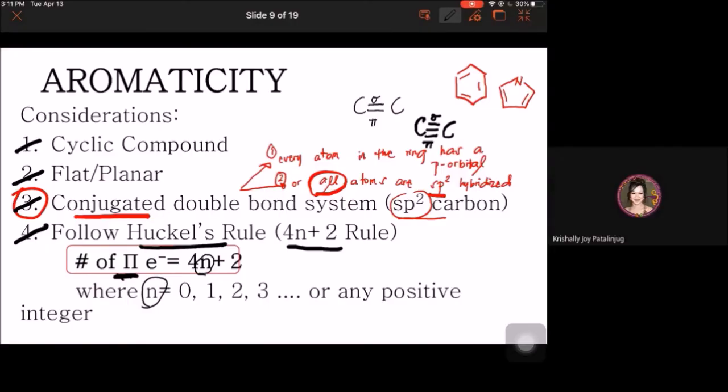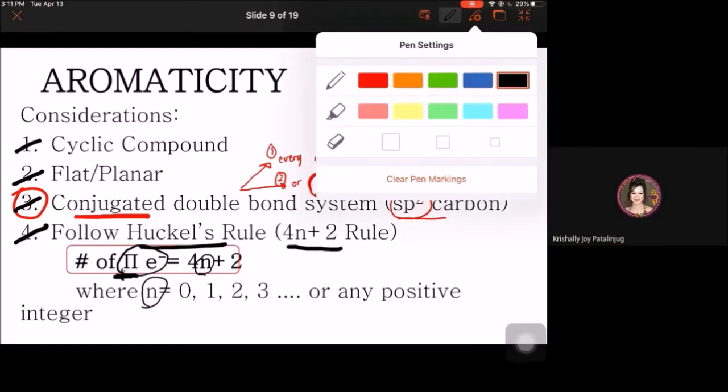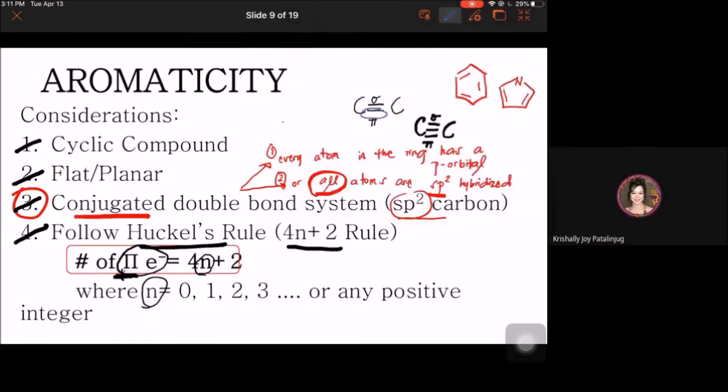Now, it says pi electrons. We're talking about electrons. This means that one pi bond consists of 2 pi electrons. Got it? Because in one bond, there are two electrons, right? So again, in one pi bond, there are two pi electrons.